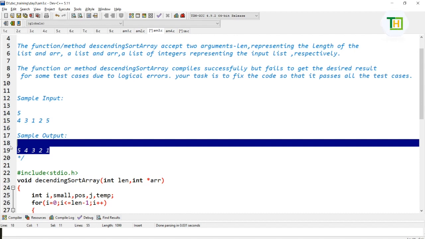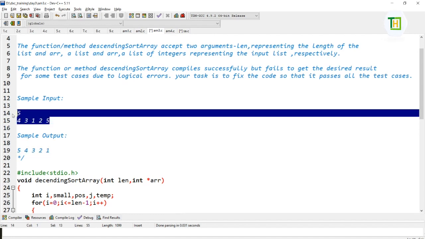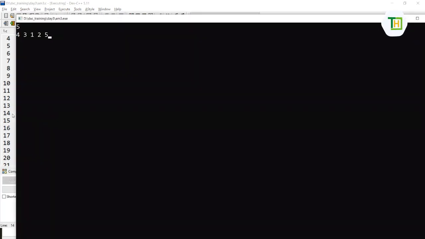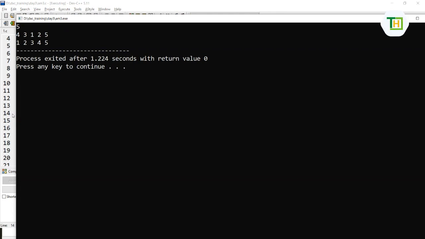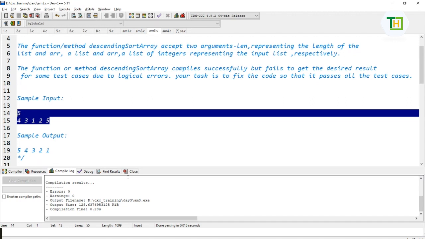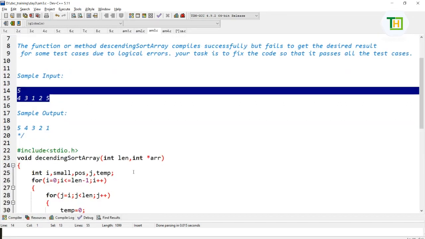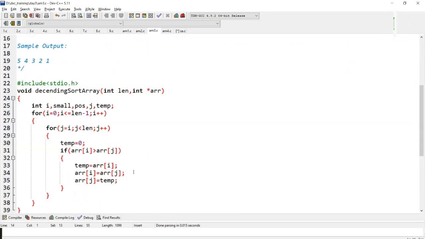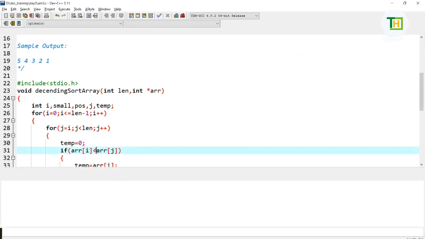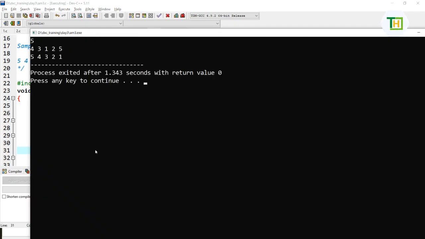It is working perfectly, but it gives the wrong result. For example, if I execute it, it is giving ascending order. Just observe here, it is giving ascending order, but I want descending order, right? Just simply go here, change greater than to less than, and execute it. And this is the input, and the answer is 5, 4, 3, 2, 1.